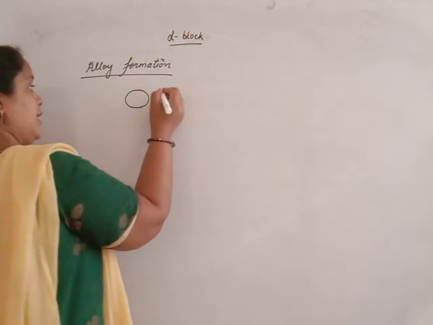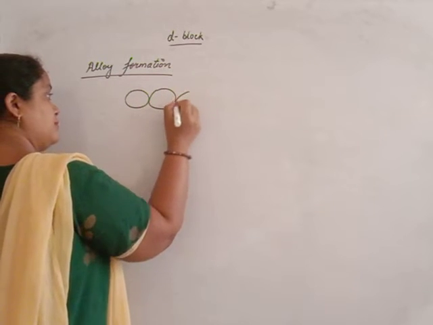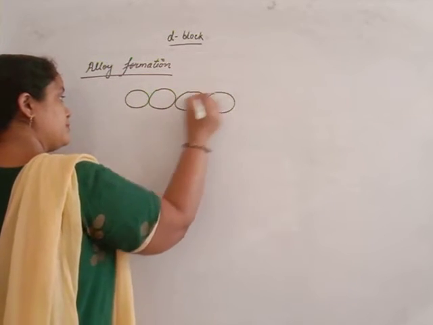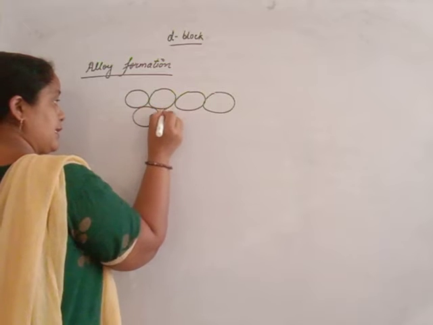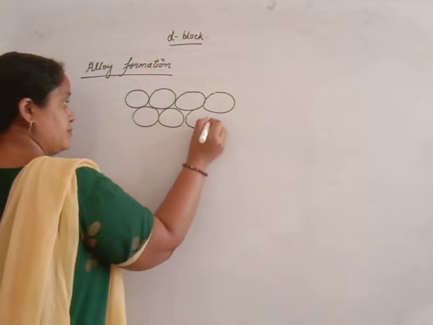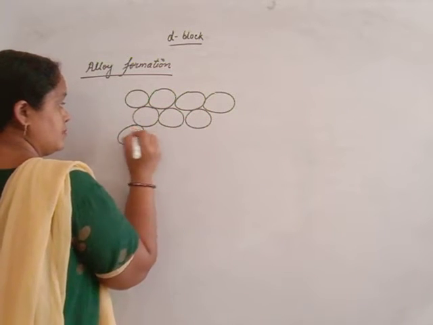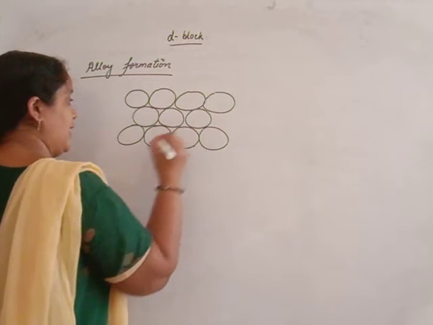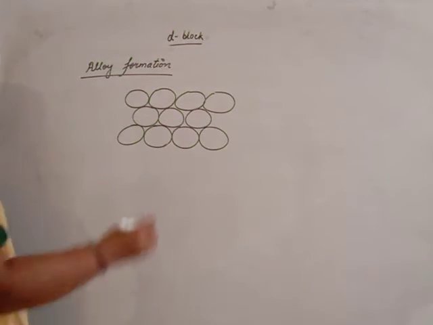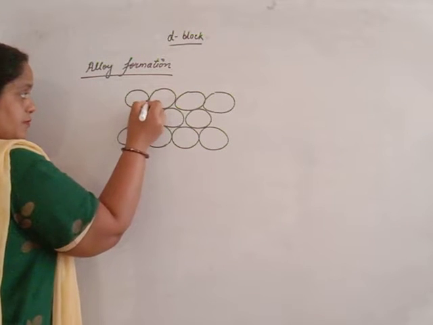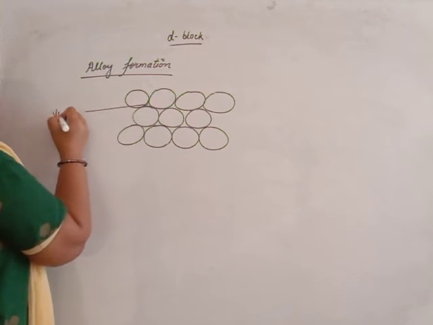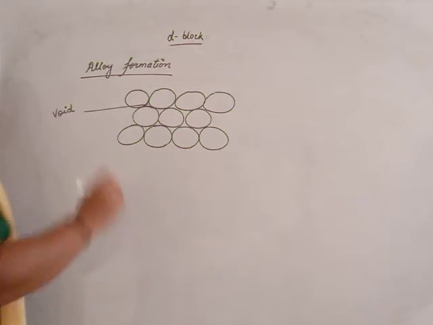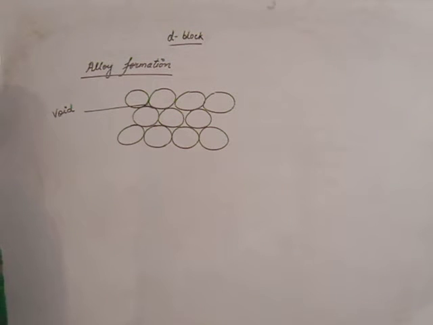When these atoms are arranged together, tightly arranged, just like this, beta, they have some empty space. This empty space is known as void.